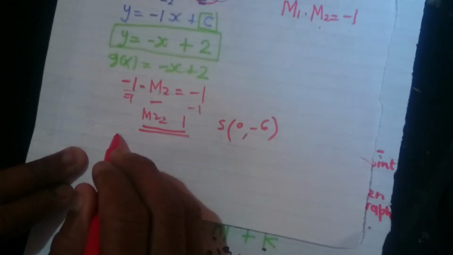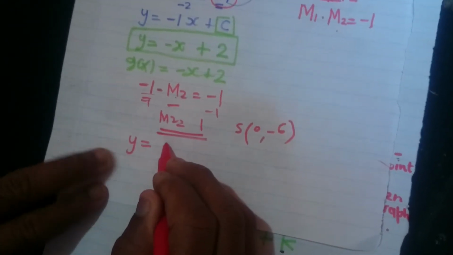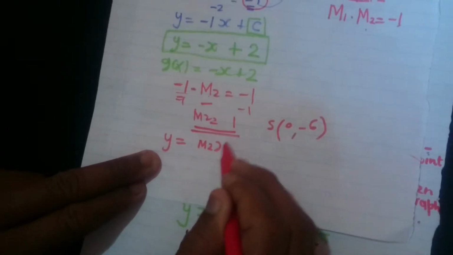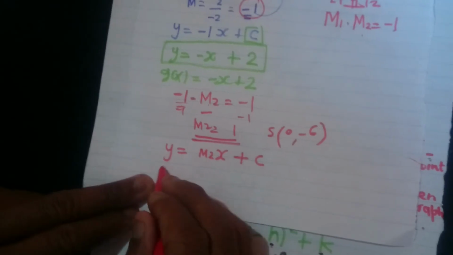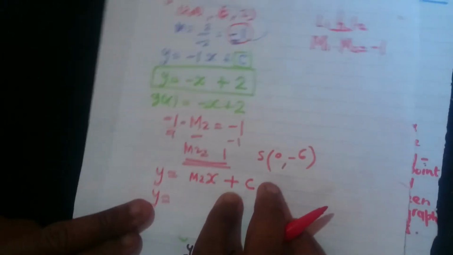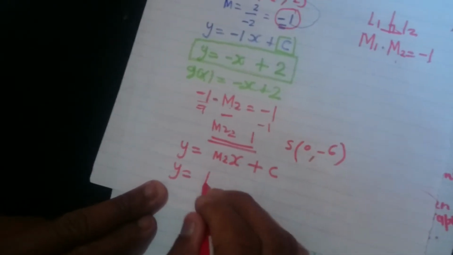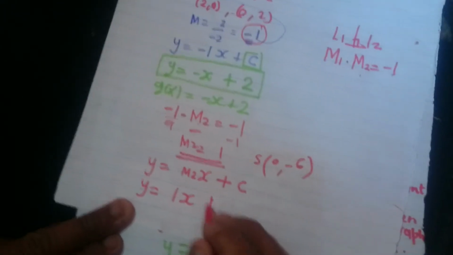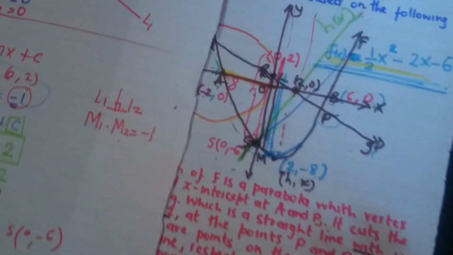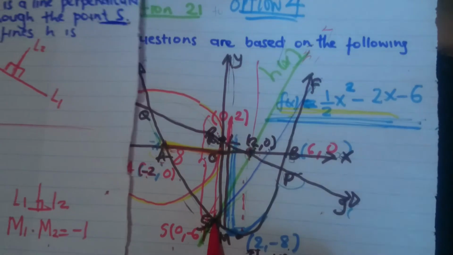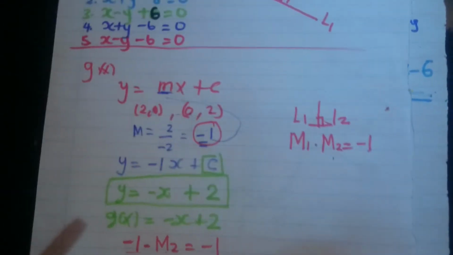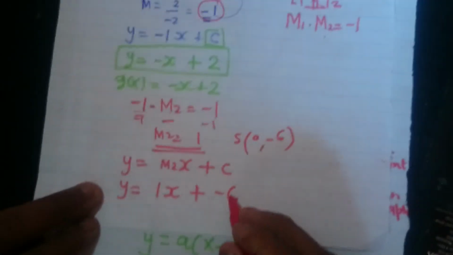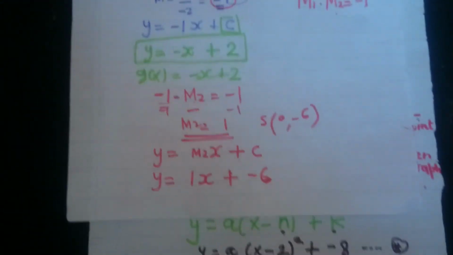So the new equation: y equal to, let's say, m2 times x plus c. So y equal to, do we have a slope? Yes. Our new slope equal to 1, x plus, what is c? Do you know c? Of course, c equal to negative 6, because this is the y-intercept where this line comes. Negative 6. Okay. So our line equal to this one.